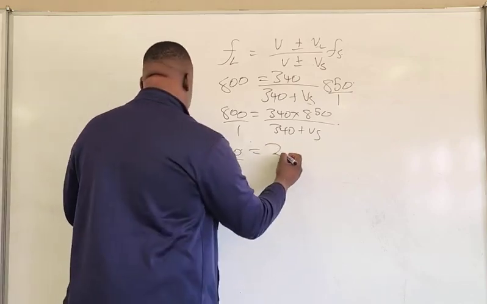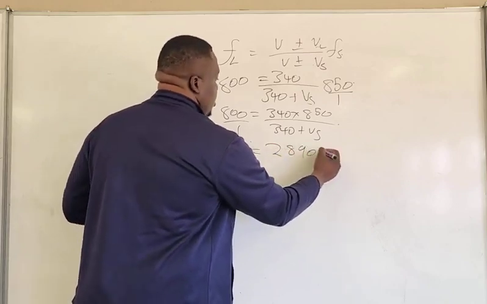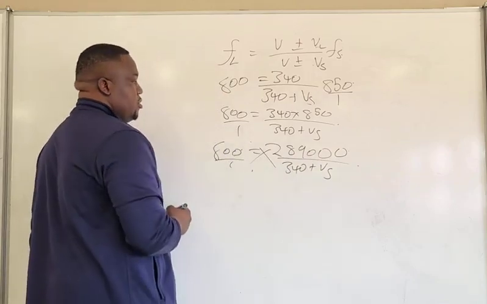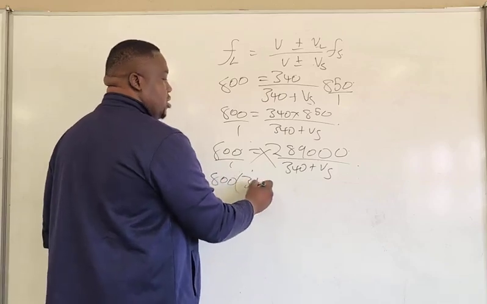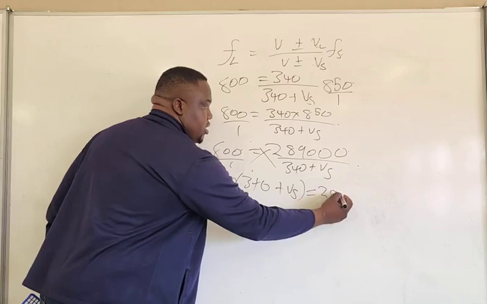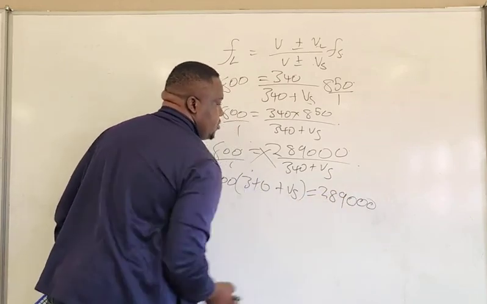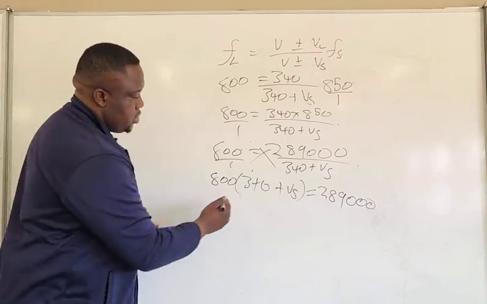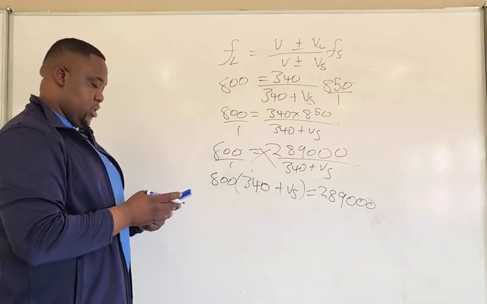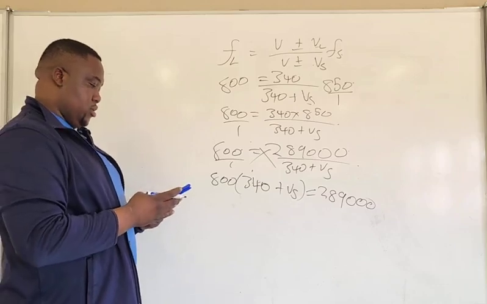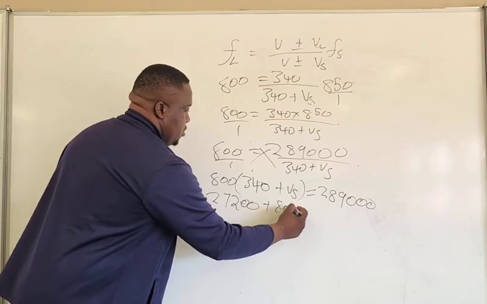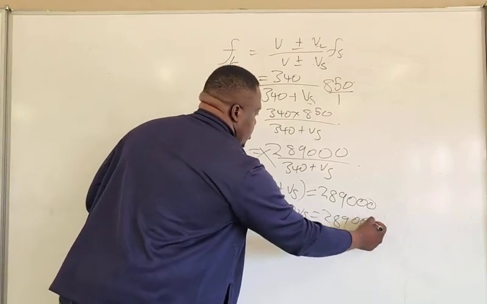We'll get 289,000. Then we have 340 plus Vs. Then we cross multiply. We're going to have 800 multiplied by 340 plus Vs, then we have 289,000. Here, this is 340, guys. Then 800 multiplied by 340 is 272,000 plus 800 Vs, which is equal to 289,000.